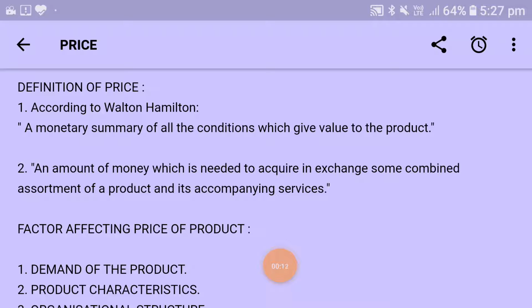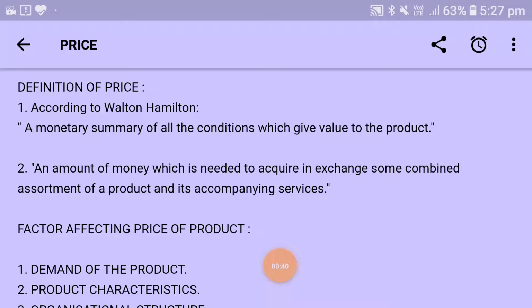So let's start this video with the beautiful definition which is given here on the screen, according to Walton Hamilton. According to Walton Hamilton, a monetary summary of all the conditions which give the value to the product is called price, and an amount of money which is needed to acquire in exchange some combined assortment of a product and its accompanying services is also called price. So these are the two definitions which need to be taken into consideration if we are reading this price chapter.